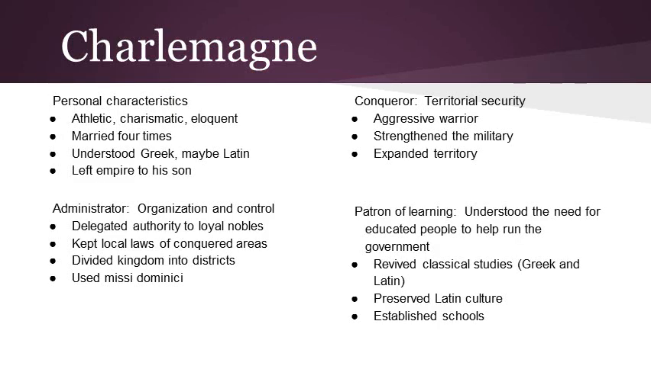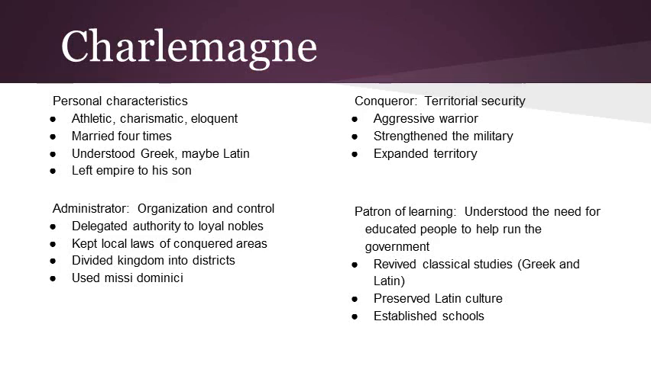Charlemagne's personal characteristics included his athleticism and his charisma. He was an eloquent speaker. He understood Greek and maybe Latin, although we don't know for sure that he could actually read and write in Greek or Latin. Those were his spoken languages. And like his grandfather and his father, he left his empire to his son. As an administrator, he was organized, he delegated authority, he kept local laws, divided his kingdom into districts, and used these messengers, the Missi Dominici, to help keep him informed of what's going on.